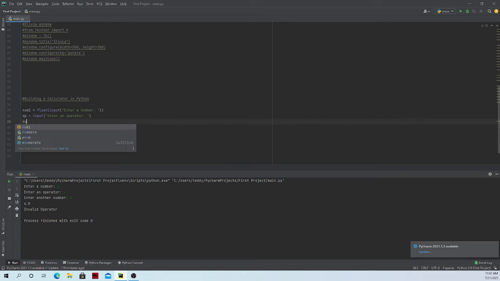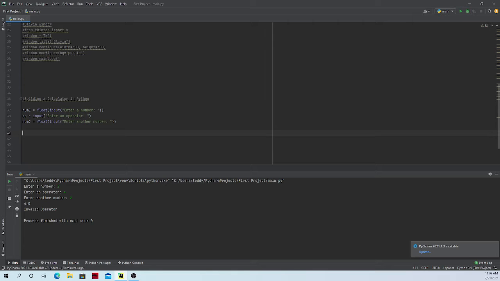Now, we need a second number. So we're going to do the same thing we did up here for num1, except now we're going to do it with num2. So just copy paste that, change it to num2, and instead of enter a number, do enter another number. I'll give you guys a second to catch up while I take a sip of my water. Alright. So now we have our numbers, num1, num2, and we have our operator.